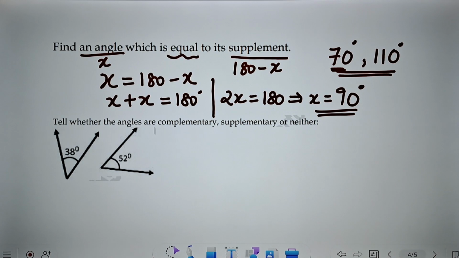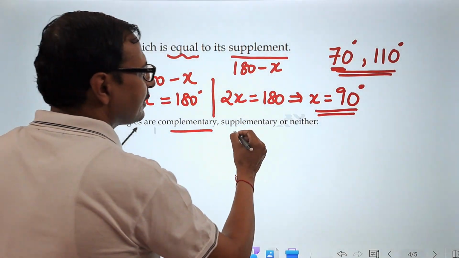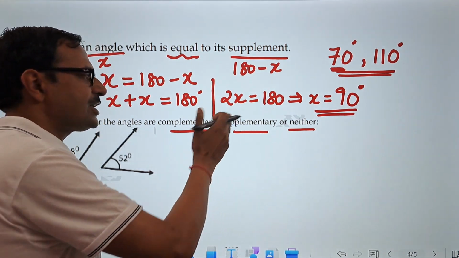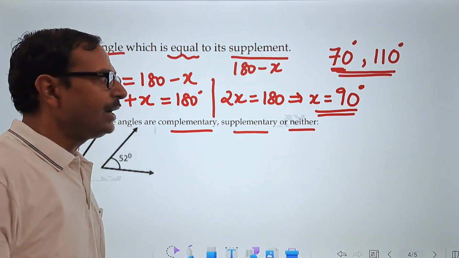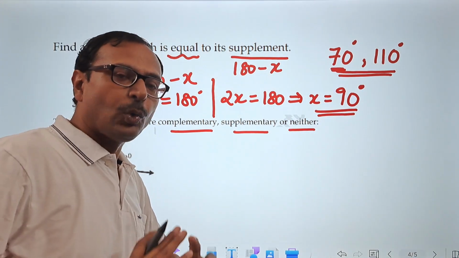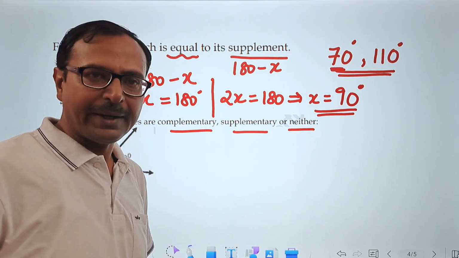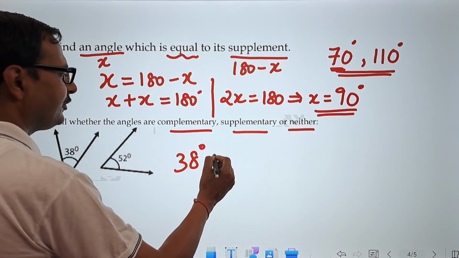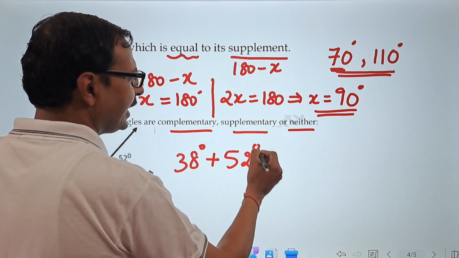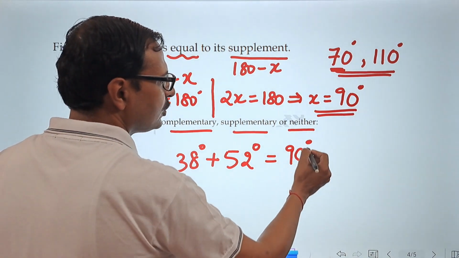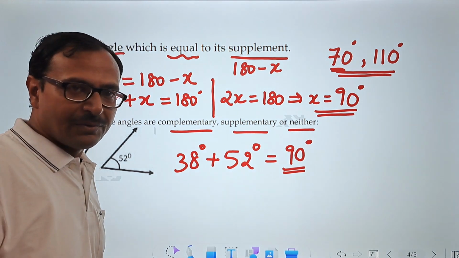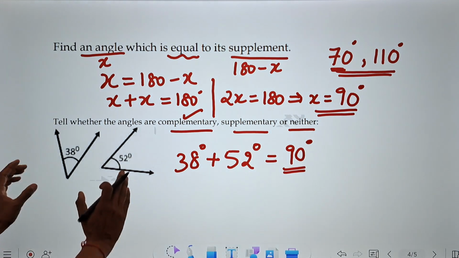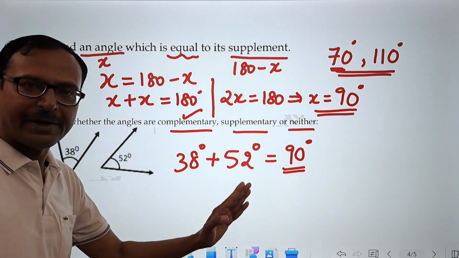Let's see this one. Tell whether the angles are complementary, supplementary or neither. So how do you check complementary angles? The sum has to be 90. How do you check supplementary angles? The sum has to be 180, and neither means they don't add up to 90 or they don't add up to 180. Very simple. You just have to add them, 38 degree and 52 degree. If you add them, you will get exactly 90 degree. And what do you call the angles when the sum is 90 degree? They are called complementary angles. So these two angles are actually a pair of complementary angles.